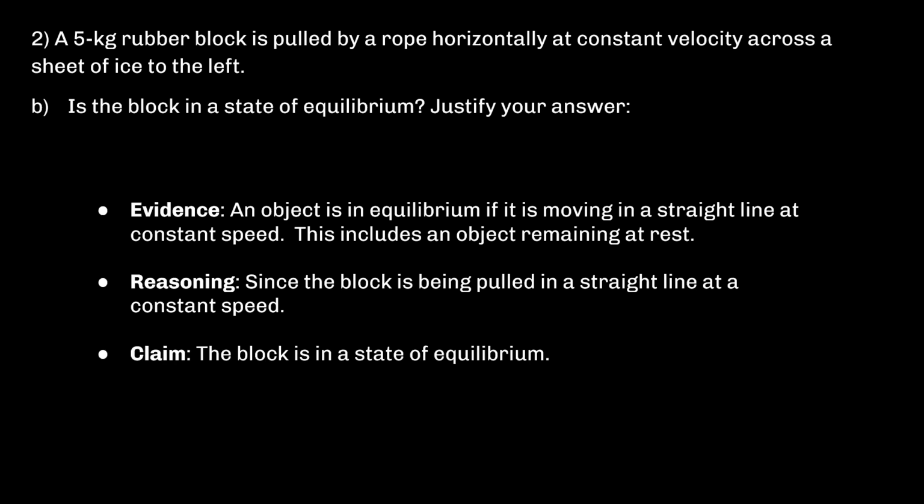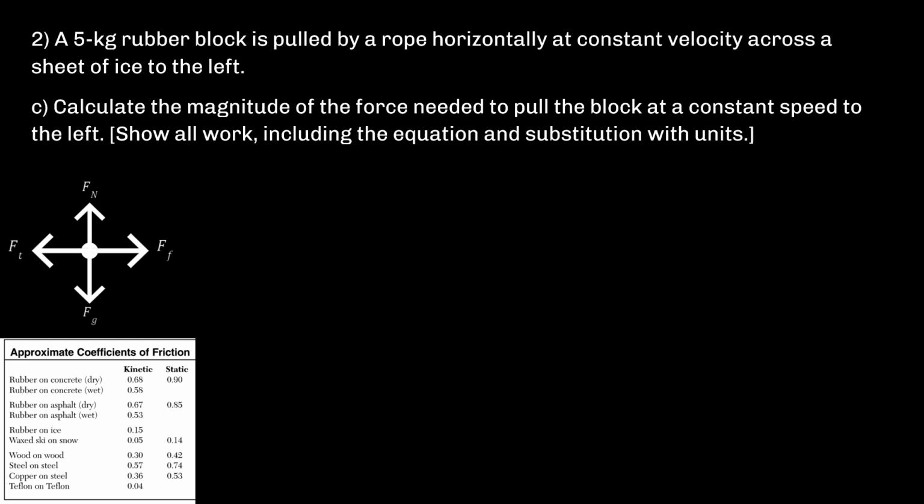And again, we are not moving up or down, so our vertical forces are also going to be equal to each other, as well as the horizontal forces. Alright, so moving into part C of my example, I'm going to calculate the magnitude of the force needed to pull the block at a constant speed to the left. And again, we're going to show our work including the equation and substitution with units.